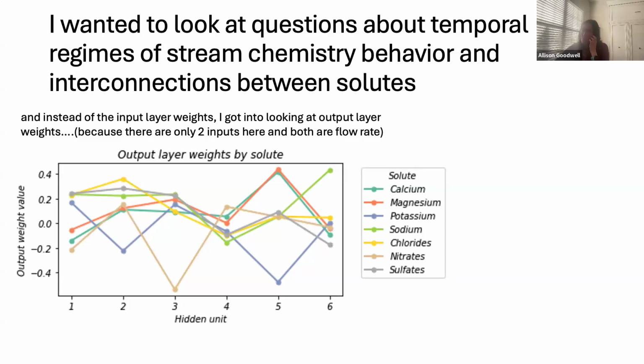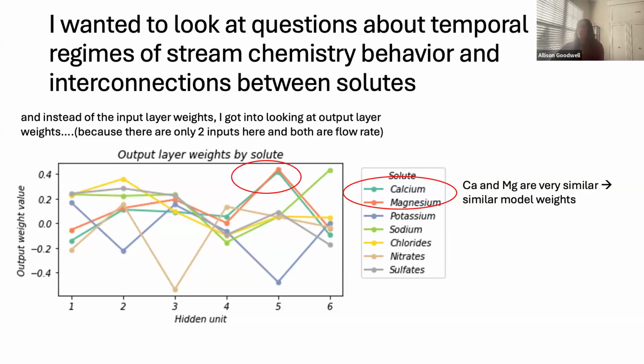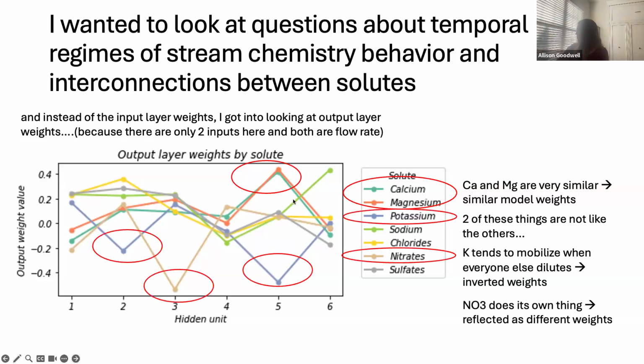So I did some explorations, basically looking at the output layer weights by solute. And this is why I only have 6 hidden units, because I only wanted to look at 6 things. And this is kind of interesting. I had never really looked at this before, but it really shows things that I expect in terms of how solutes are related to each other. So for example, calcium and magnesium are very similar to each other. They're both geogenic solutes. They're often highly correlated in terms of the time series, and you can really see that reflected in the output weights.